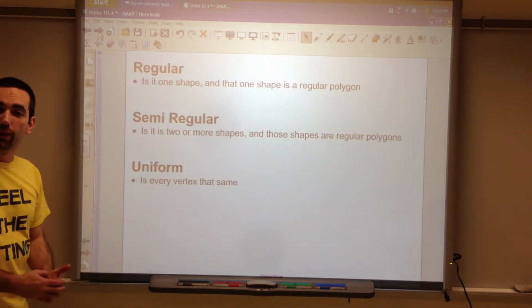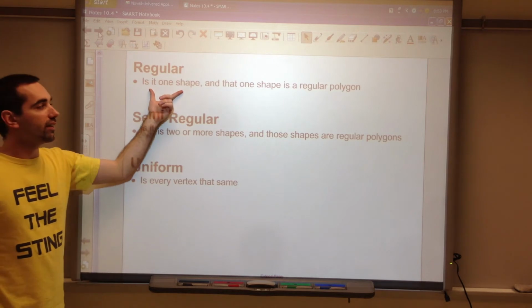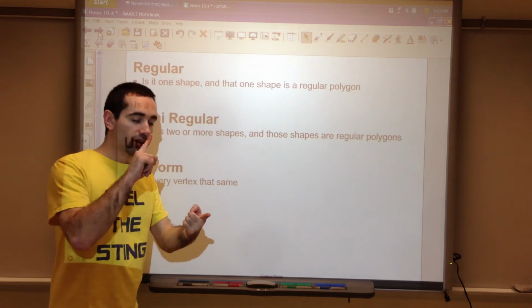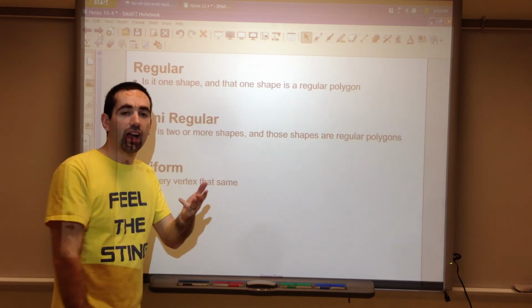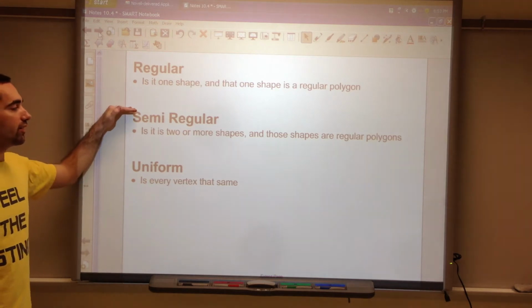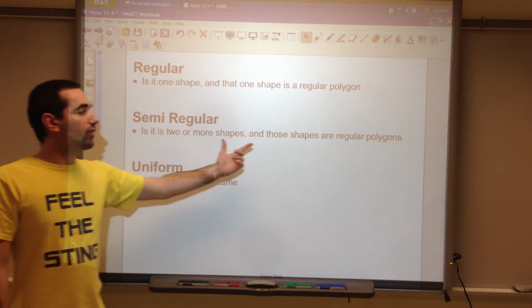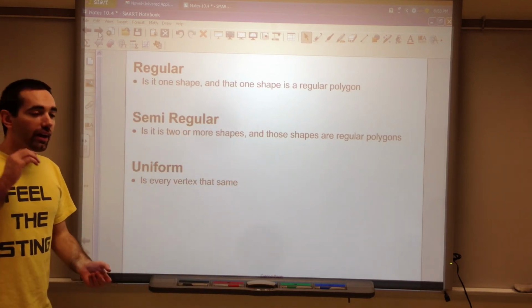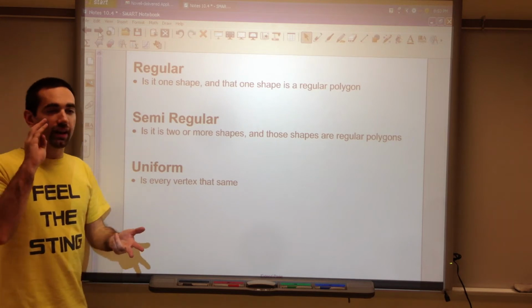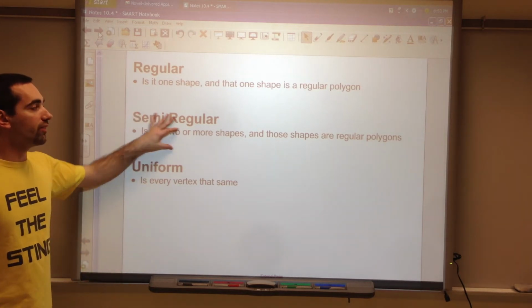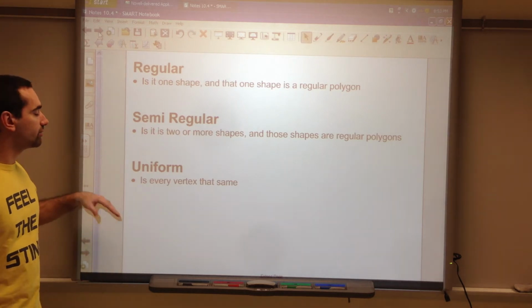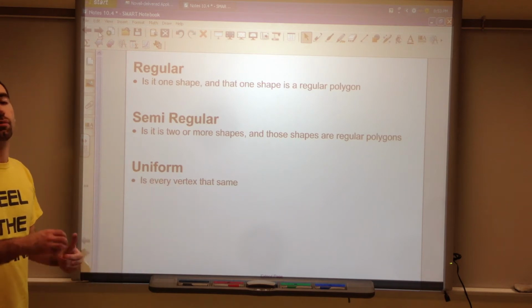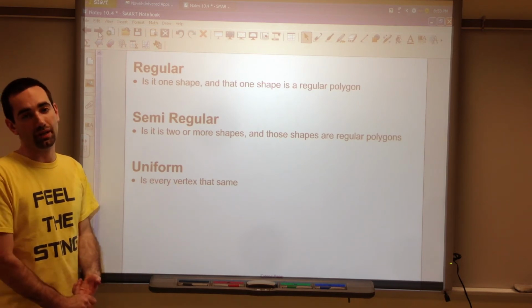So let's review. Regular. One shape only, and that one shape is a regular polygon, which is only triangles, squares, hexagons. Semiregular, two or more shapes, and those shapes are regular polygons. And in the semiregular, it could be any polygon. It could be an octagon, it could be a pentagon. You could do it with all sorts of semi-regular polygons. Uniform. Every vertex is the same. Has the same number of angles, and all those angles have the same degrees.